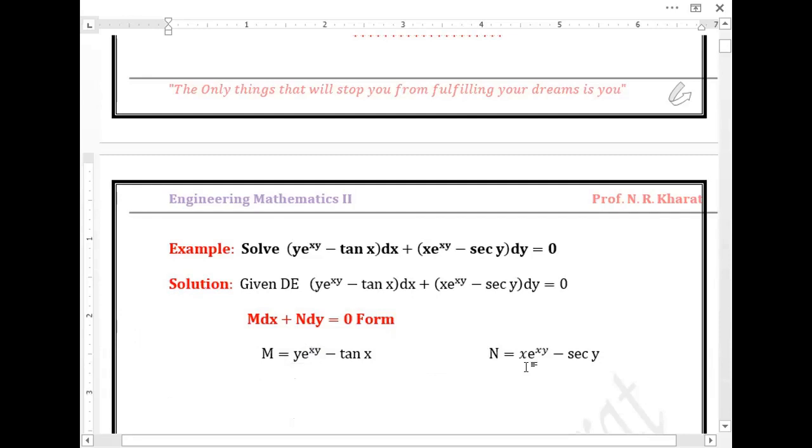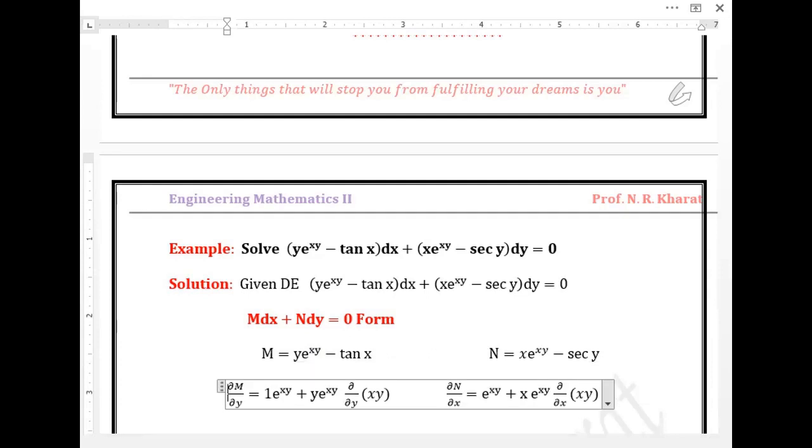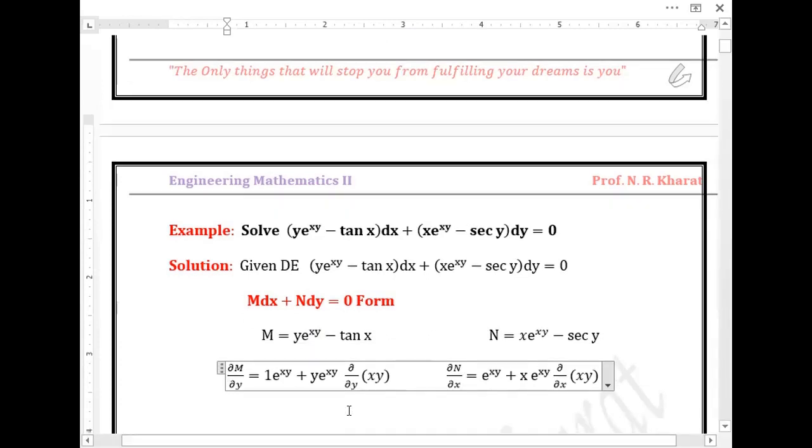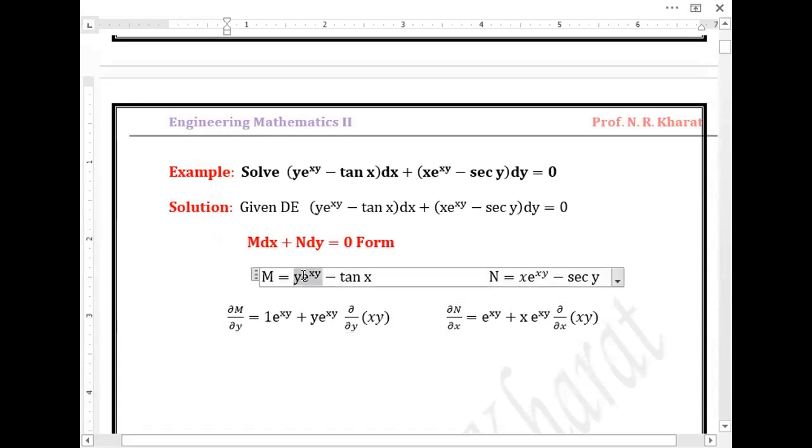Differentiating these two equations, that is m and n, with respect to y and with respect to x respectively. So differentiation of your m with respect to y and differentiation of your n with respect to x, we get the following derivatives. So for y e raised to xy, we have to use the product rule because we have to differentiate with respect to y.